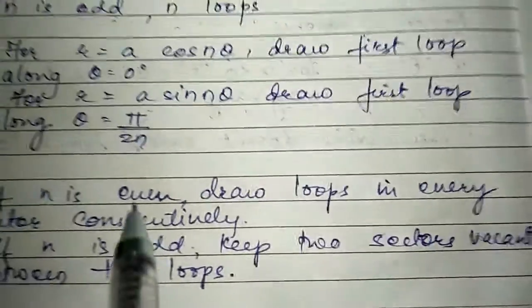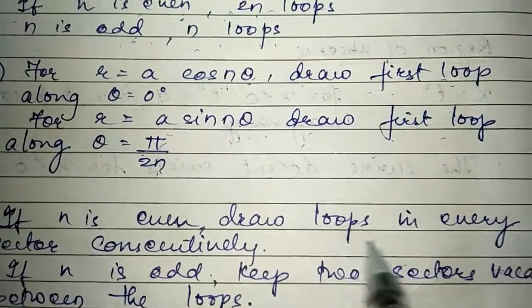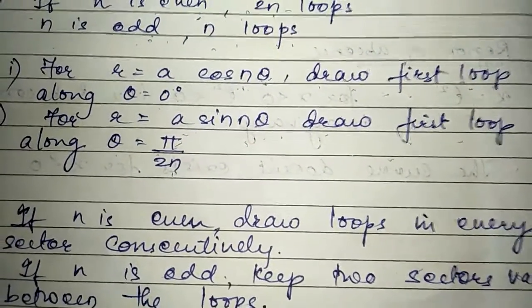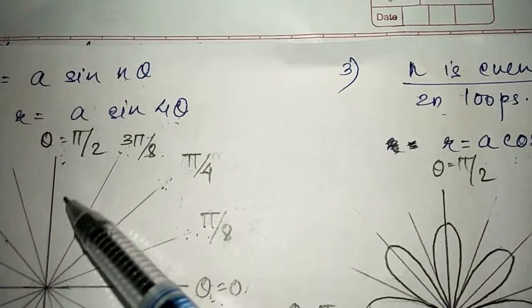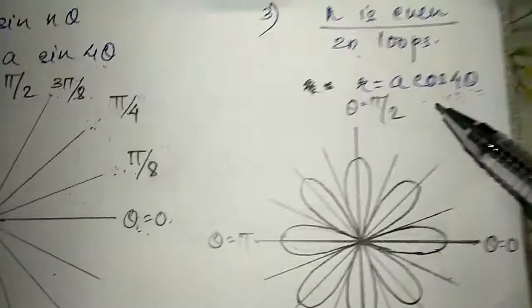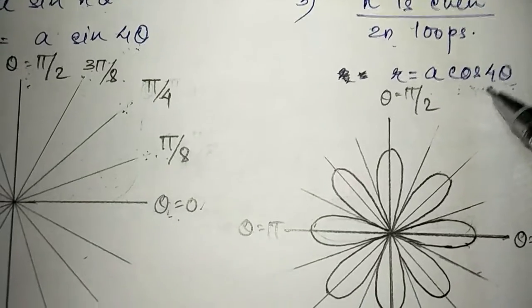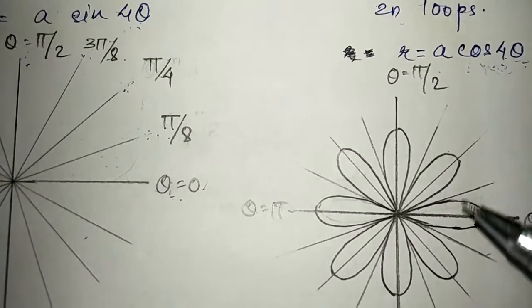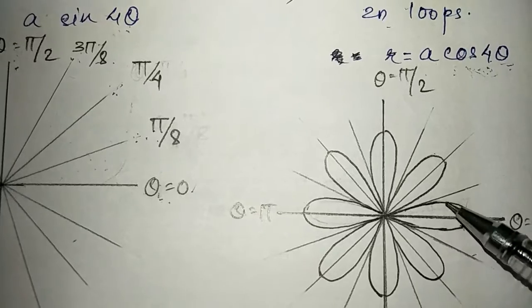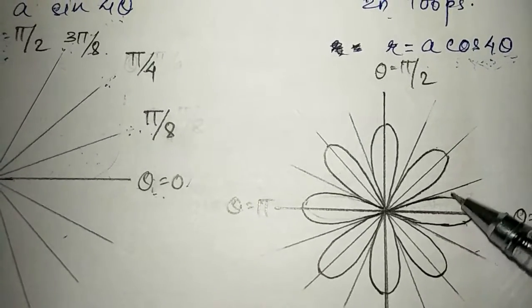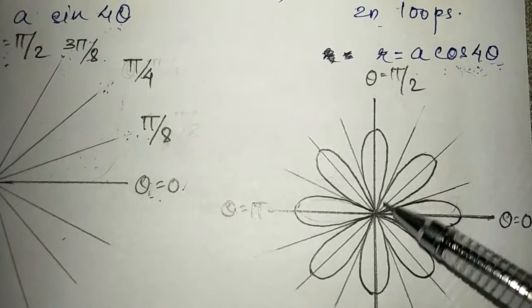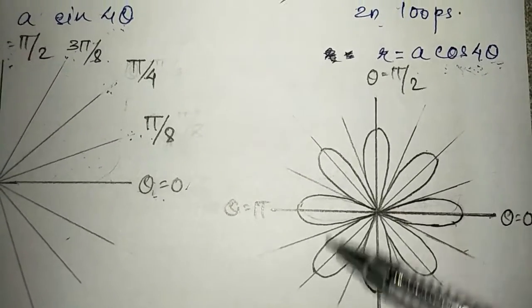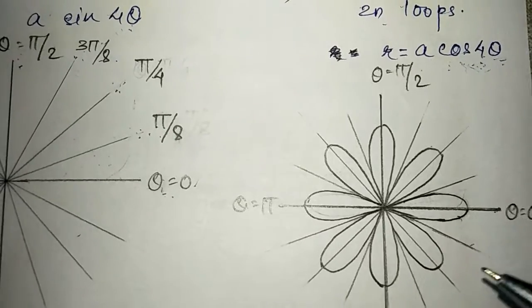Then, if n is even, draw loops in every sector consecutively. Now, you can see here, these are the sectors. Here n is even, we have 4. So what we are going to do is draw the loop consecutively in each sector. You can see the figure. You have a loop here, again a loop here, a loop here, consecutively.